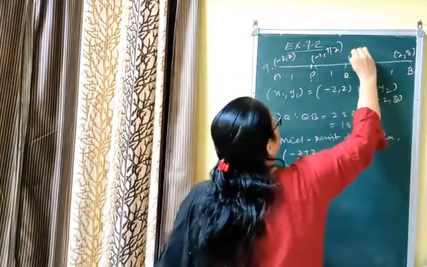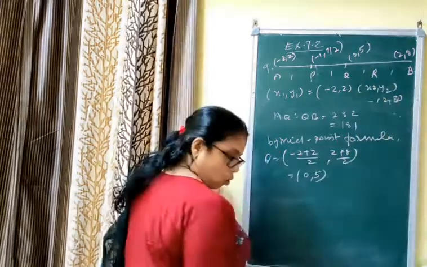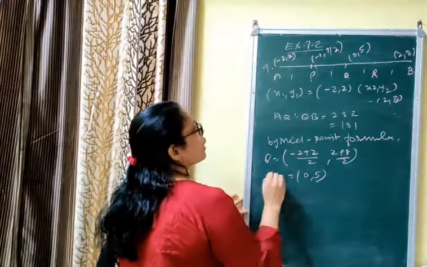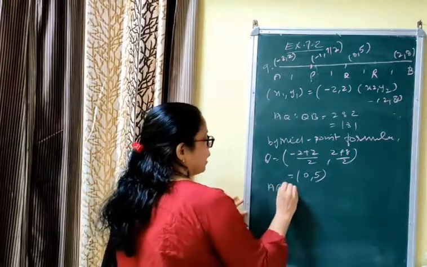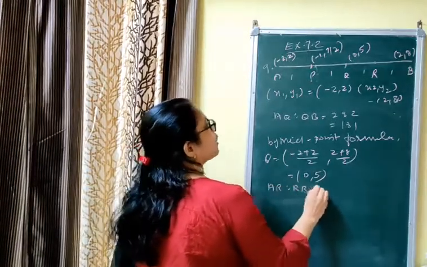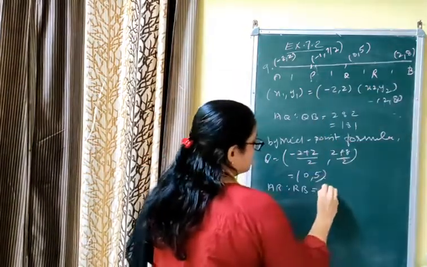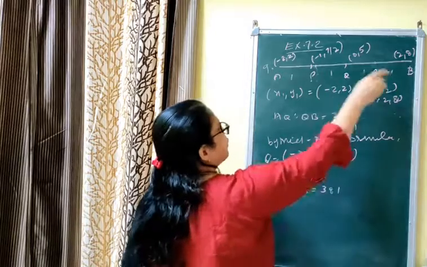That means the coordinate of Q is (0, 5). Now the coordinates of R. For finding the coordinates of R, what is the ratio? AR is to RB, what will it be? AR is 3 and RB is 1, that is 3 is to 1, just the reverse of AP is to PB.